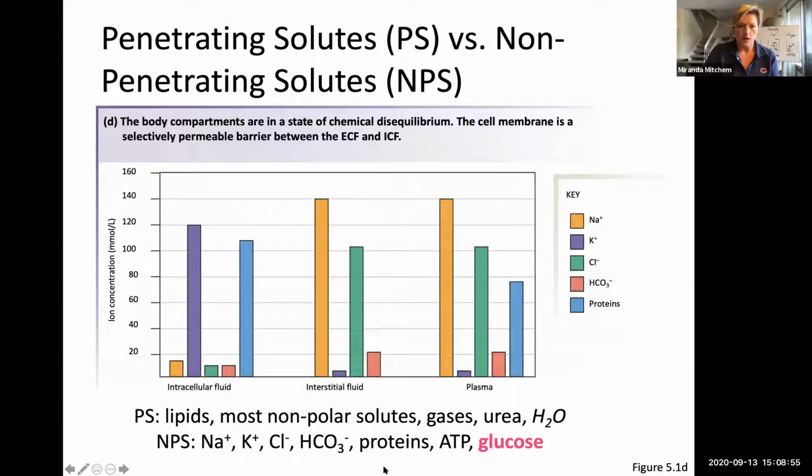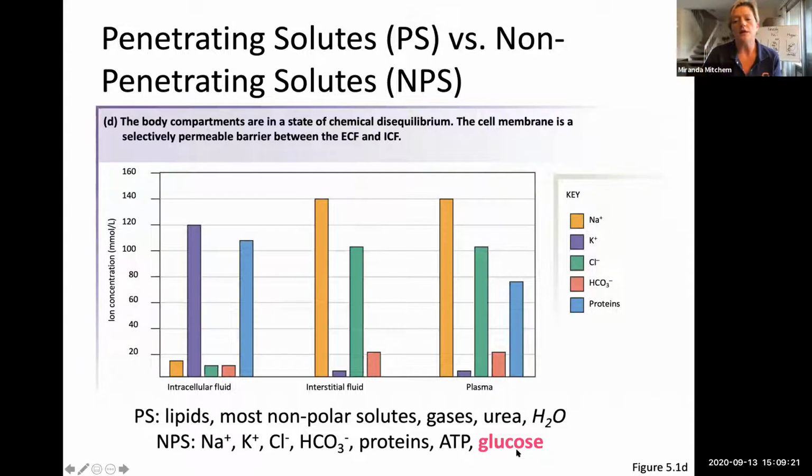Examples of non-penetrating solutes include anything with a charge or anything that's big. So all of the ions are going to get stuck. Proteins can't go, they're too big. ATP is going to be needed. ATP is too big itself, but it's also going to be needed to move things against the membrane if they can't follow through using diffusion.